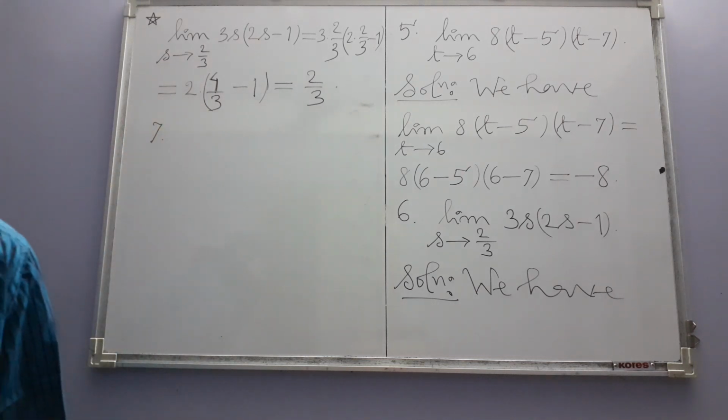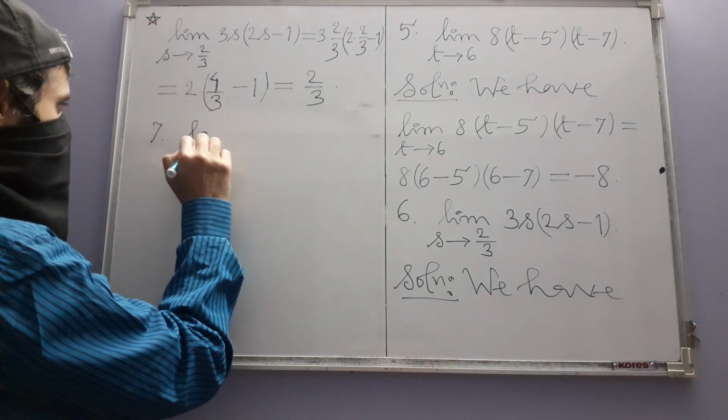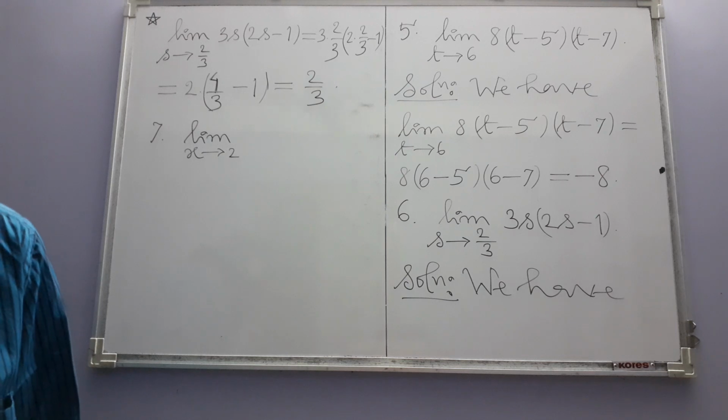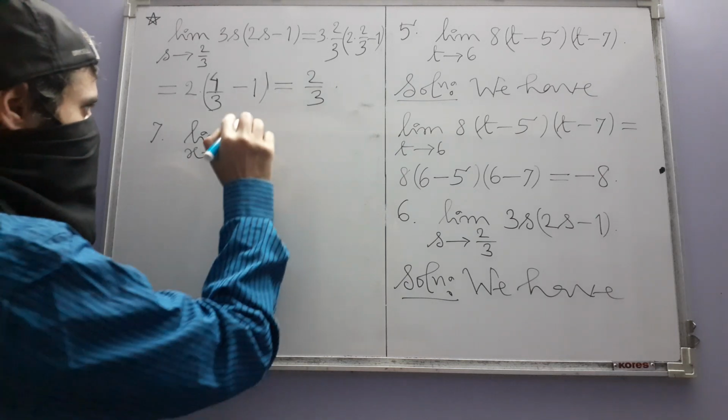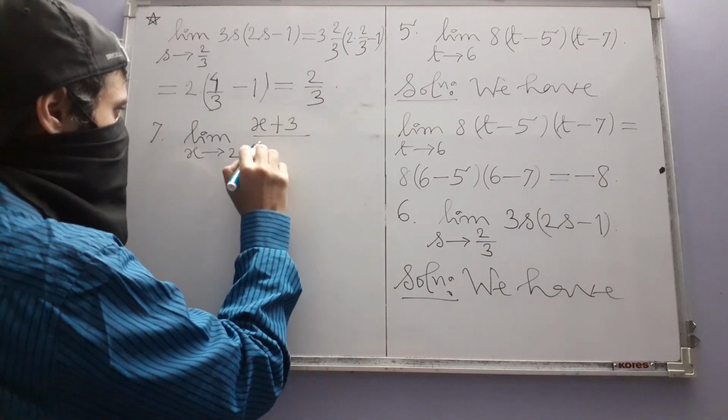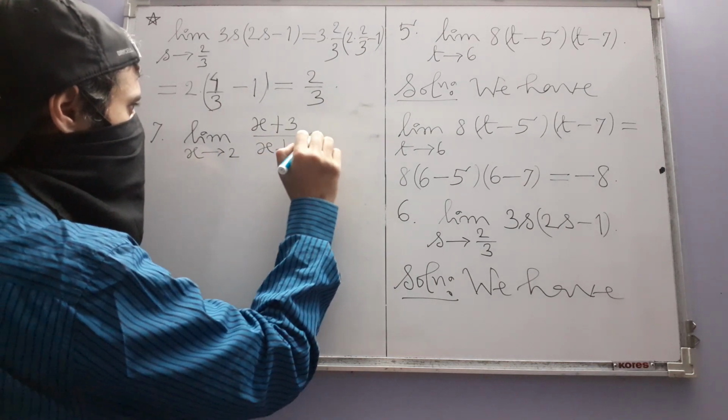Then 7. The seventh one is limit of x plus 3 over x plus 6 as x approaches 2.